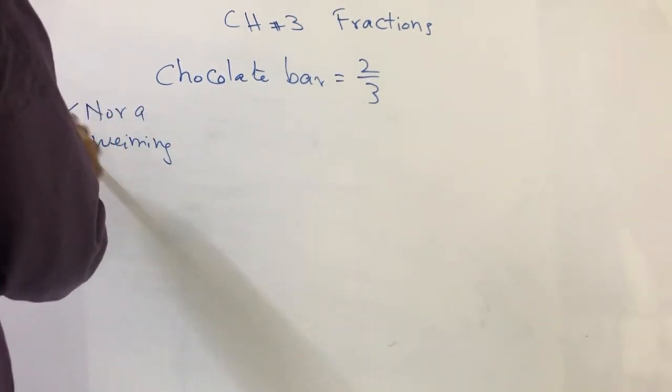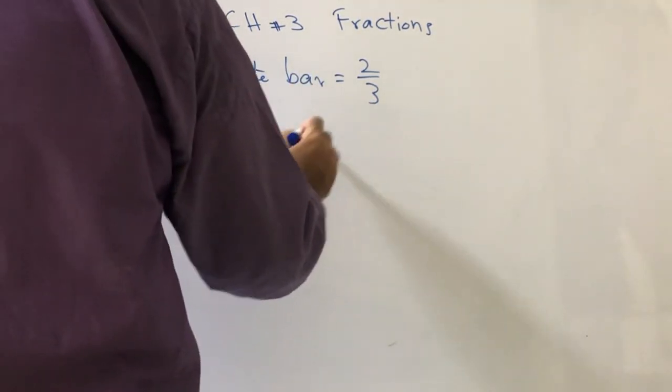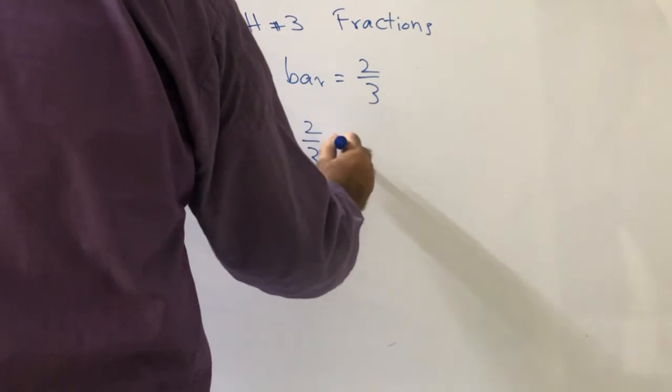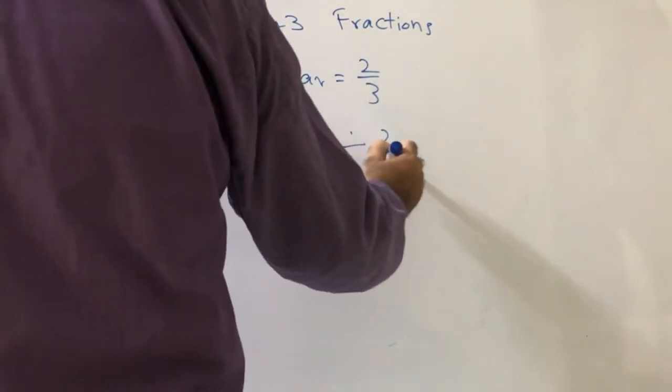Weiming. How many persons? 1 and 1, 2 persons. Okay, we need to divide this among 2 persons. So we will do 2 over 3 chocolate divided in 2 persons. We will write it like this. Then we can write it like this.